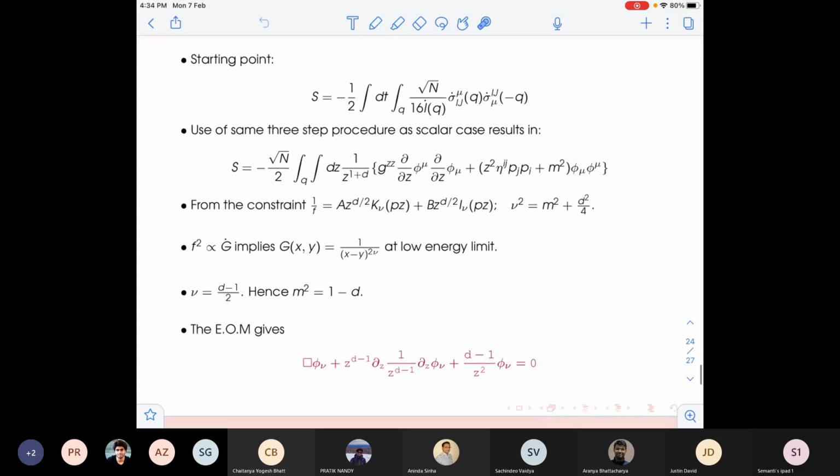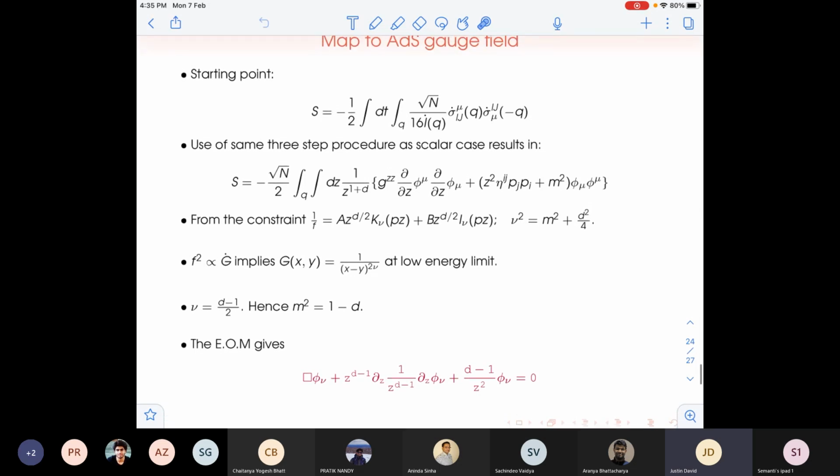Yeah. But after this, there is a field redefinition, and we derived the Maxwell equation. I didn't write it here, but you are defining A mu as Z phi mu. Then you get back source free Maxwell's equation. But you have to show that it has gauge invariance. Have you shown it? Actually, if it's Maxwell's equations, then they are gauge invariant anyway, right?